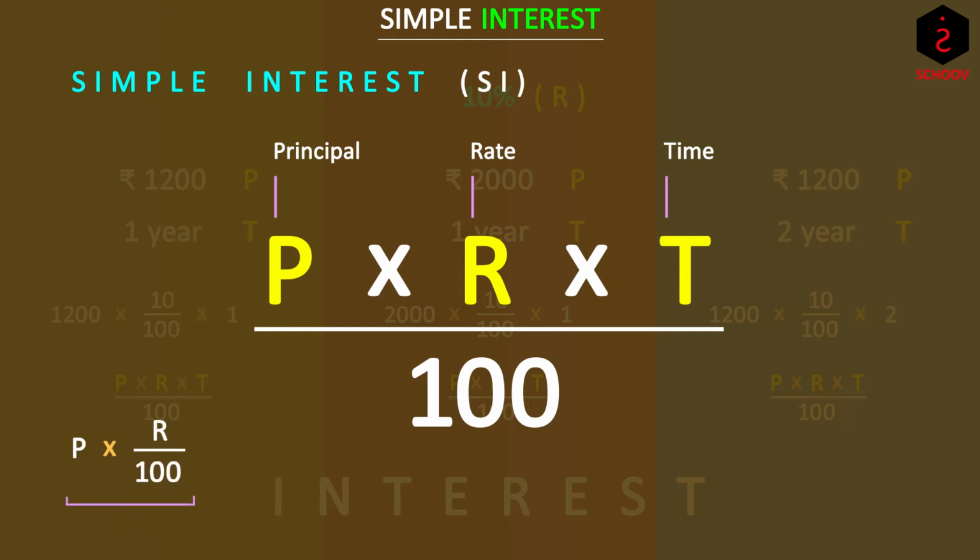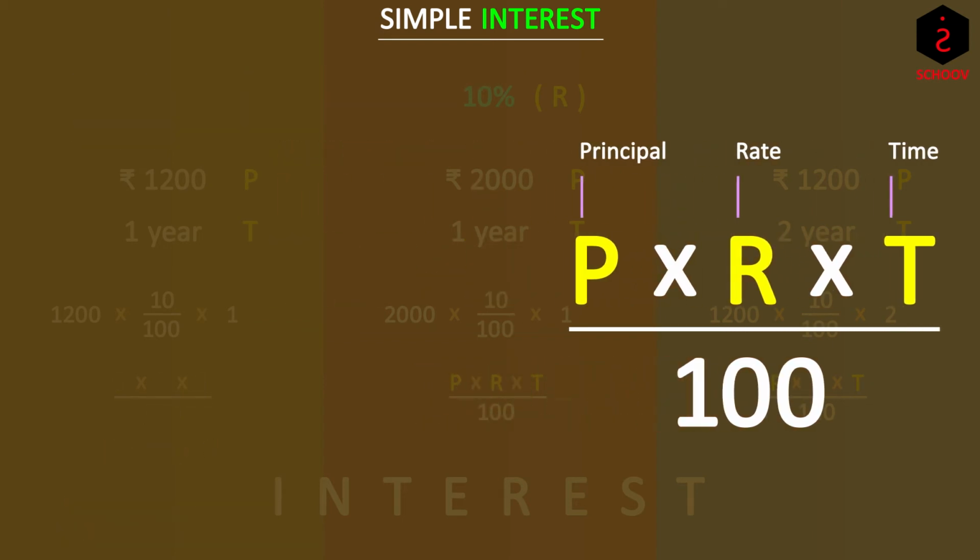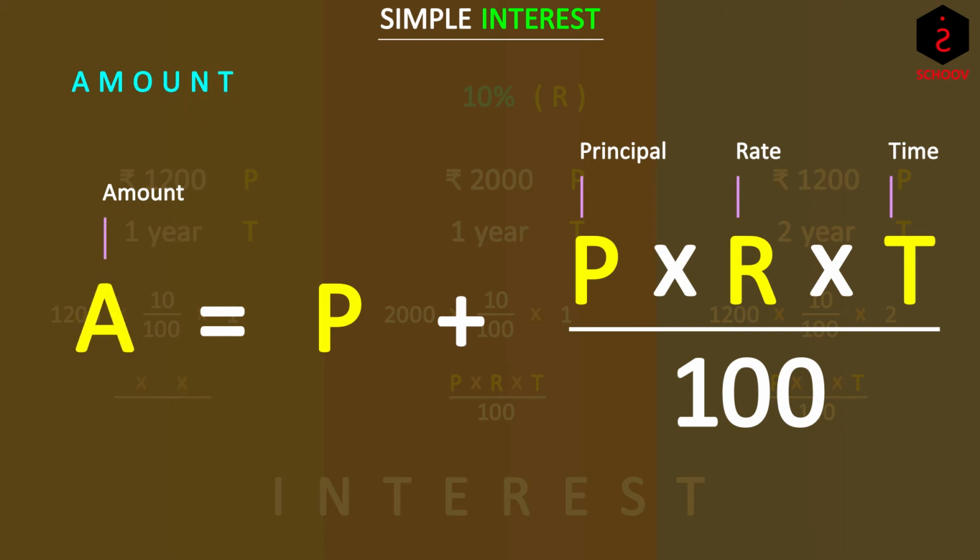And it is not some random formula. It is the percent of original multiplied by time. But this is the extra money that has to be returned. What is the total money that must be returned? Obviously, the original principal must be returned too. So, that should be added to the extra. This total money to be returned is called amount, written as A. So P plus PRT by 100.